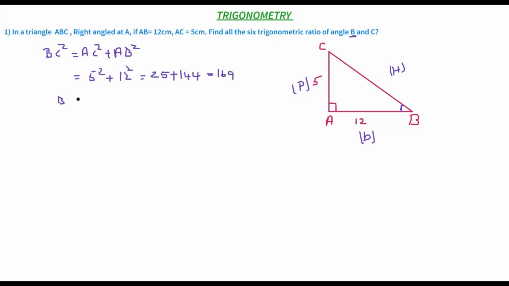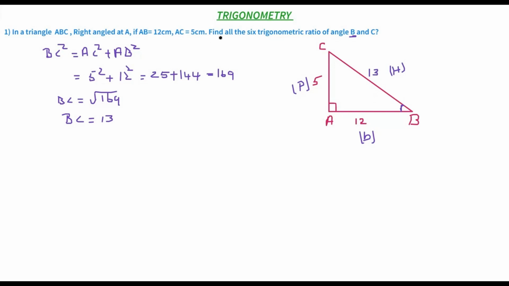So BC equals, since there is a square here, taking the square root on both sides, root of 169. So what is root of 169? BC equals 13. To do this trigonometry, it is better if you remember all the square numbers, like 5 square, 12 square, 13 square, till 25 square. This will be really helpful so that you are able to find the square root and do the square. So now we have got the value of BC as 13. So we have got the hypotenuse as 13.